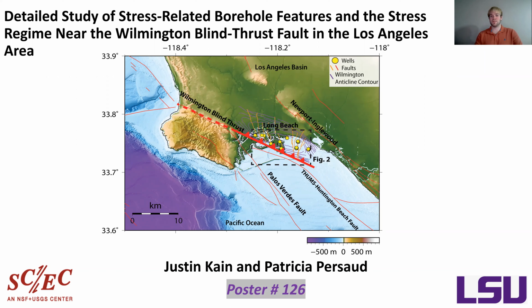The purple lines on there are the anticline contours themselves. Orange are the actual normal faults that split up the field's production. And most noticeably is the Wilmington blind thrust that bounds the southern portion of the field.